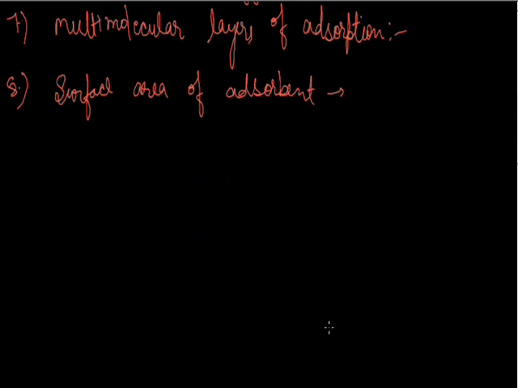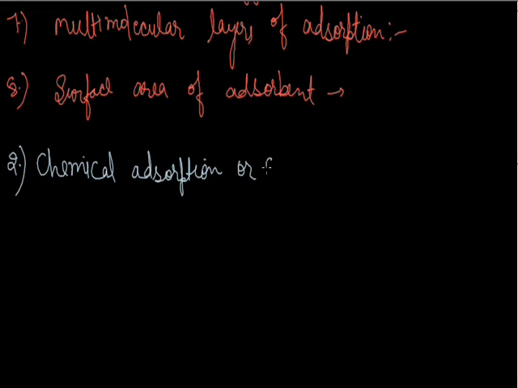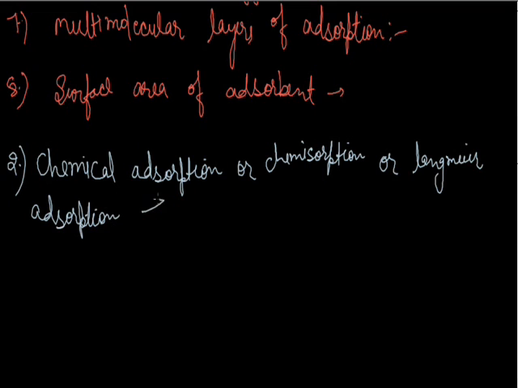Now the second type of adsorption is chemical adsorption. As its name indicates, in this type of adsorption, chemical change takes place. Chemical adsorption is also called chemisorption or Langmuir adsorption. When gas is held onto the surface of a solid by forces similar to those of a chemical bond, which may be covalent or ionic in nature, the type of adsorption is called chemical adsorption. This type of adsorption results in the formation of what is called a surface compound.